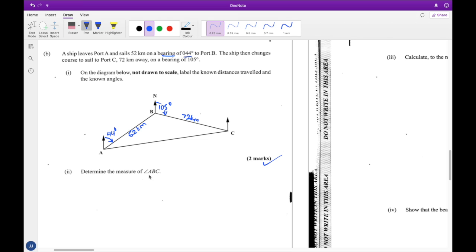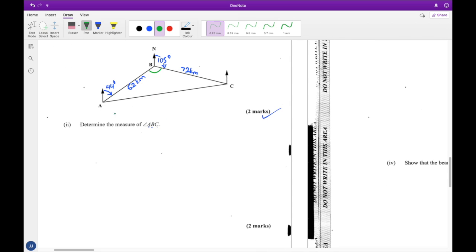Now we have to determine the angle ABC. So if we look at it, the angle ABC is actually this angle over here. How can we determine that angle? Well, we can see that I have 2 north lines, at A and at B. So if I draw over my 2 north lines, this is the north line at A, and I have another north line here at B. Because these 2 lines are true north, we could take them to be parallel.